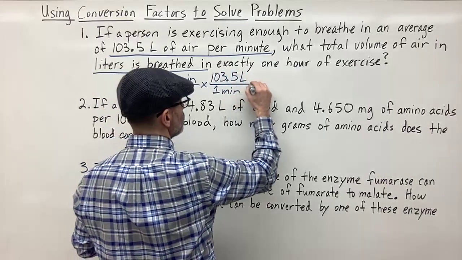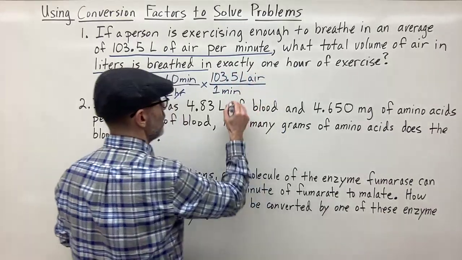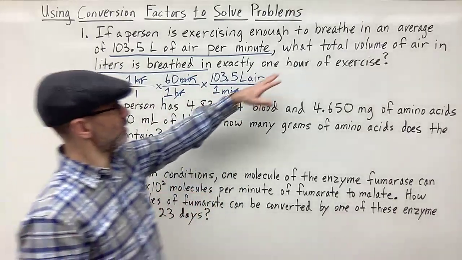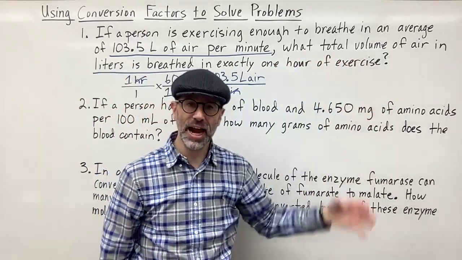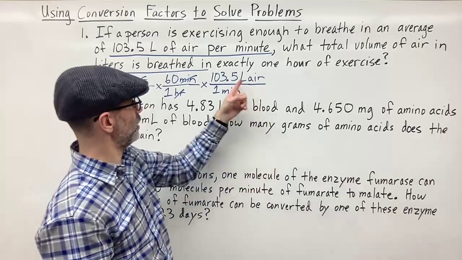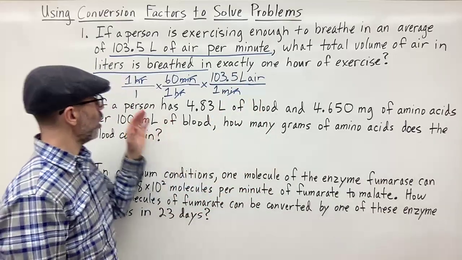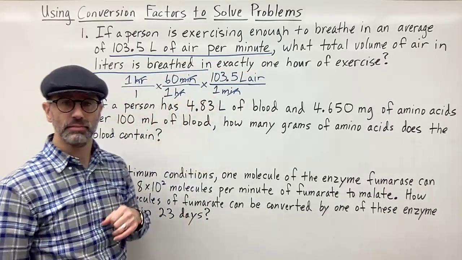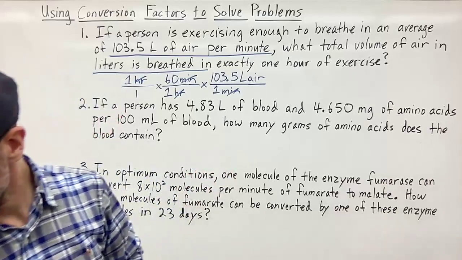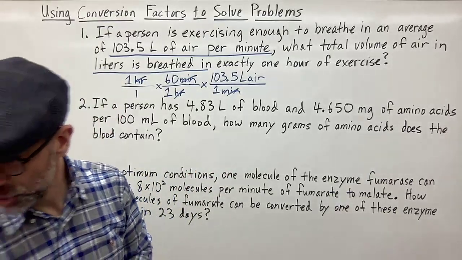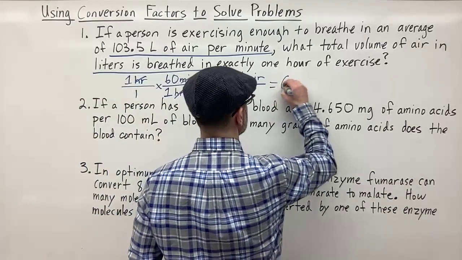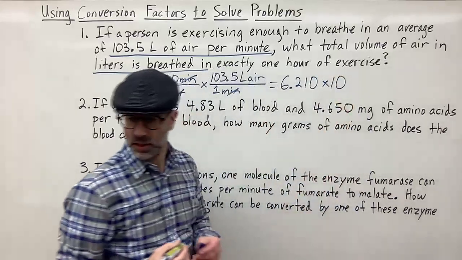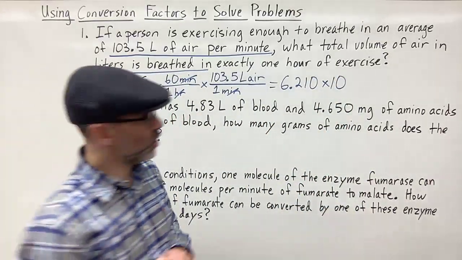So now minutes cancels out. Now we have liters of air. And guess what? They want to know the total volume of air in liters that's breathed in. We have liters of air. We're done. Now all we need to do is multiply by everything on the top, divide by everything on the bottom, which is just 1. And so we get our answer. When we calculate that out, we get 6.210 times 10 to the third liters of air.